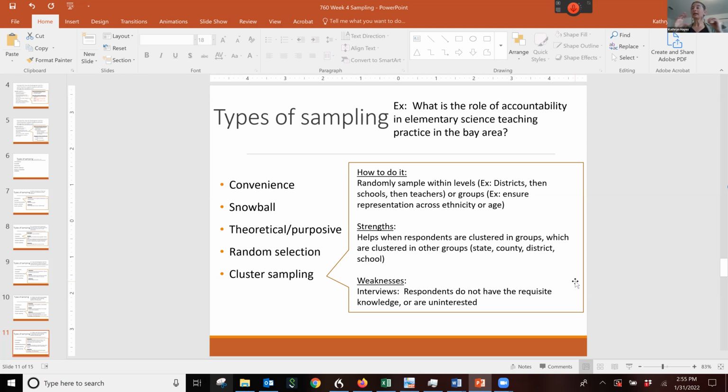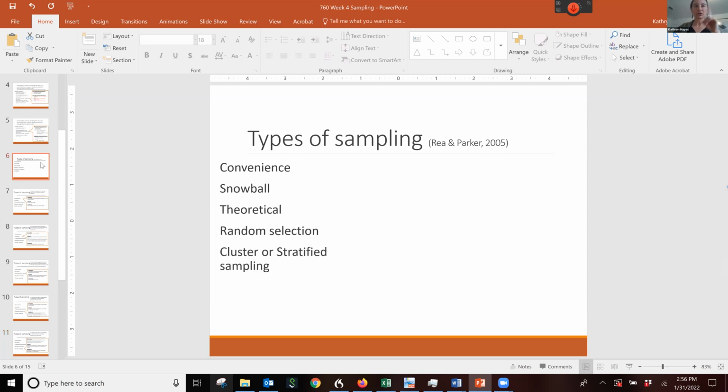Then in each of those districts, there's 10 to 20 schools. I'm going to randomly sample half the schools in each of those 10 districts. Then in each of those schools, I might either ask all the teachers or randomly sample teachers. So that's cluster sampling, or it's also known as, oh my goodness, stratified sampling.